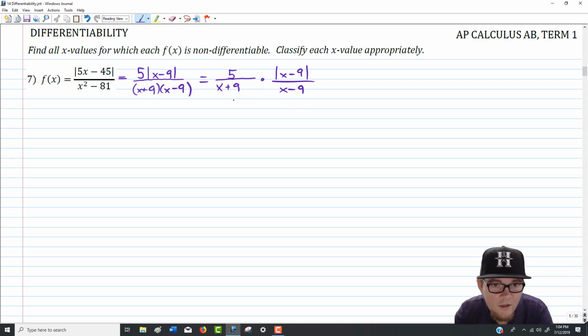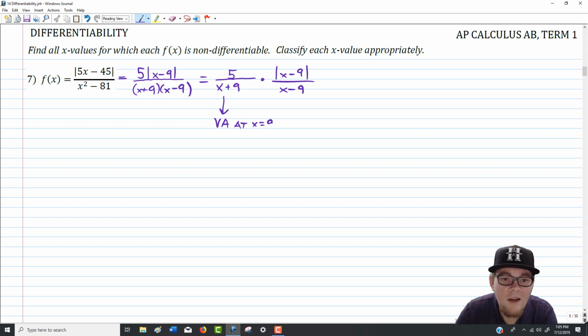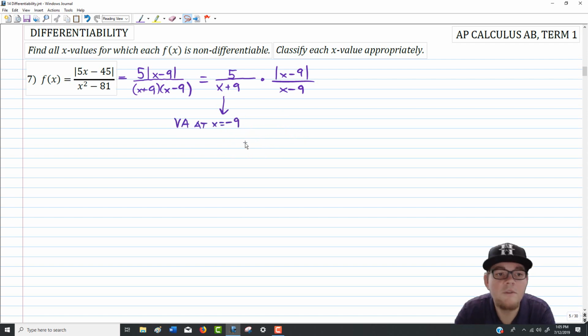So what I'm looking at here is two different types of behavior. I've got 5 over x plus 9, and there's nothing in the numerator that's canceling an x plus 9, so that makes me fairly sure that there's a vertical asymptote at x equals negative 9. I don't think there's any issue or anyone that distrusts me there. And if you graph out this function, you'll notice that absolutely there's a vertical asymptote right there. So we know there's one point that's going to be non-differentiable, because of course a discontinuity means that your function is non-differentiable also.